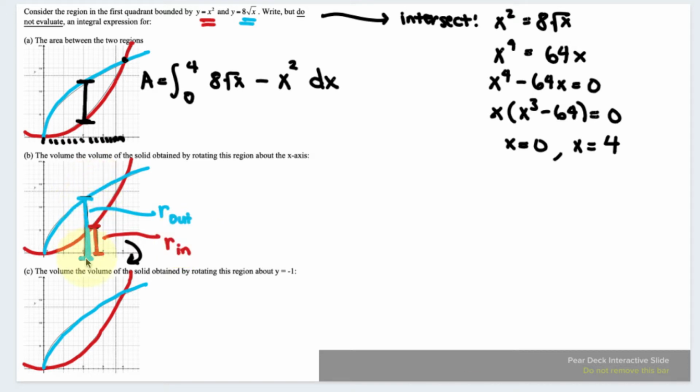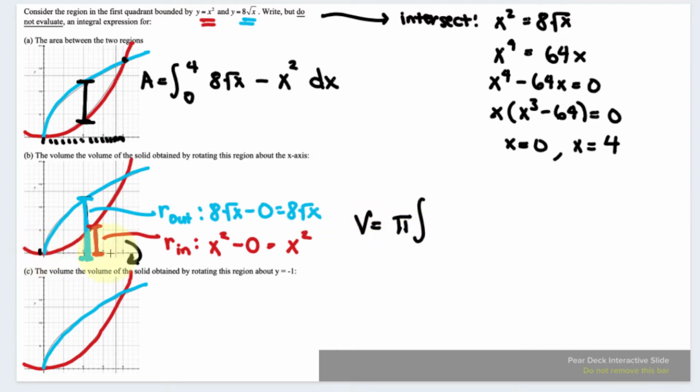This line right here, the length of it is from the curve to 0. So radius outer is going to be 8 root x minus 0, which is just 8 root x. And then the radius inner is going to be this curve minus 0, x squared minus 0, which is just x squared. And so the volume, I'm going to factor out the pi integral. Again, we're going from 0 to 4 because we're doing dx slices. Radius outer squared minus radius inner squared.